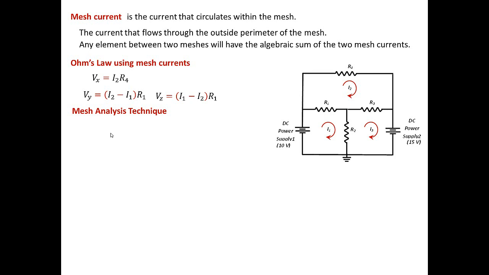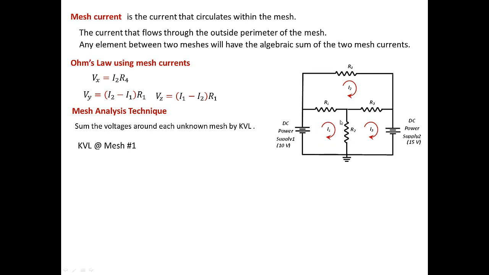So the mesh analysis technique basically states that we're going to sum the voltages around each unknown mesh and set it equal to 0. This is basically KVL. That's how we do it, by KVL. So if I come to mesh 1, for example, I'm going to sum the voltages around this mesh equals 0.